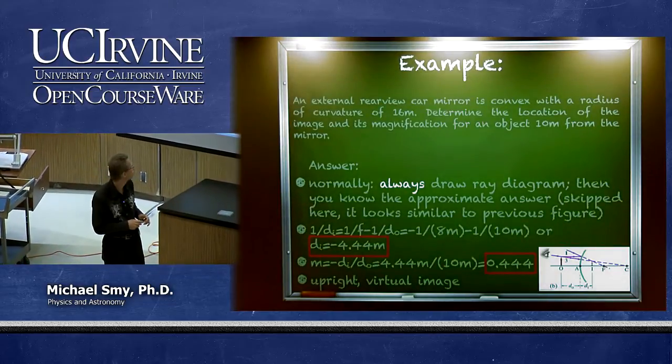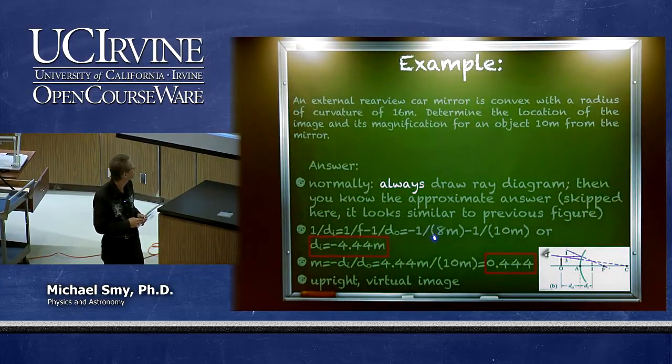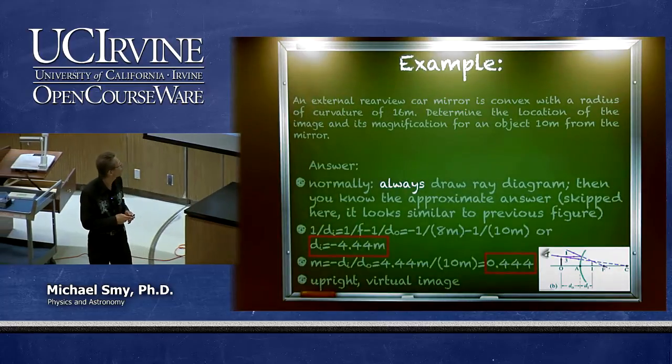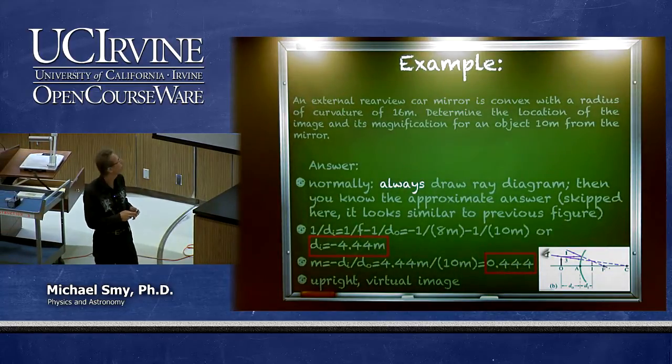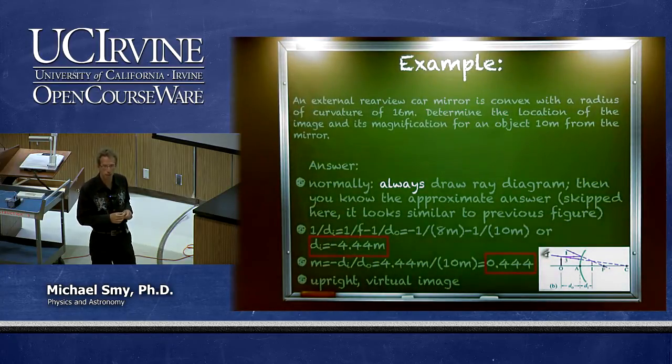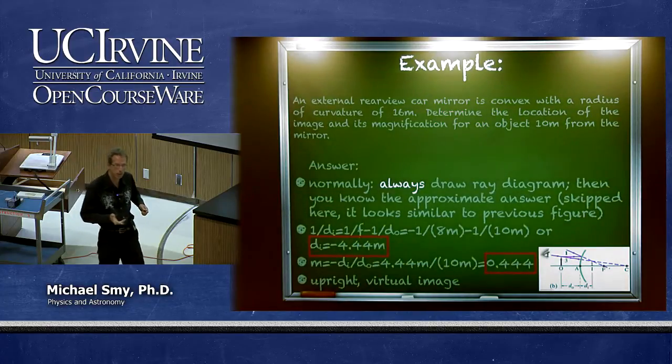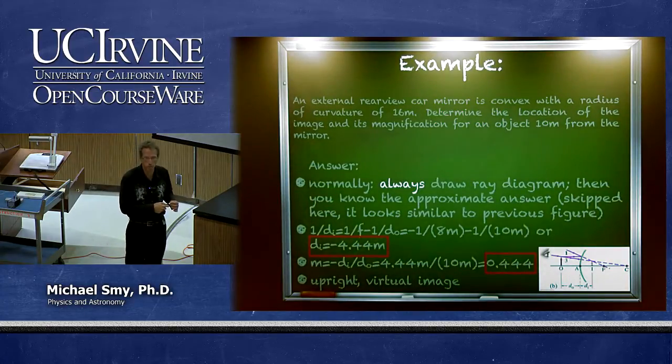Why is it negative 1 over 8 meters? That is because it's a convex mirror, and that means that the focal length is minus 8 meters. Because it's on the other side of the mirror? No, it's simply because it's a convex mirror. All convex mirrors have negative focal length. So that is the convention. Otherwise, the equation will not work for convex mirrors.